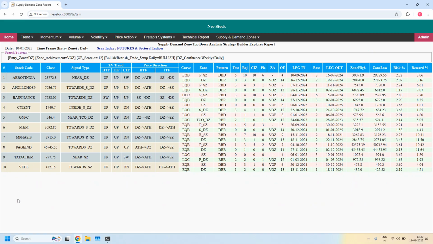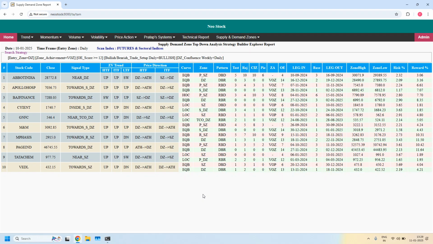In these 10 stocks, these daily demand zones are part of the weekly demand zone. They are overlapped with weekly. Because daily is part of the weekly, if you look for weekly demand zone with weekly EMA confluence, you may get even more high probability trade setup supported zones. You can filter those stocks.